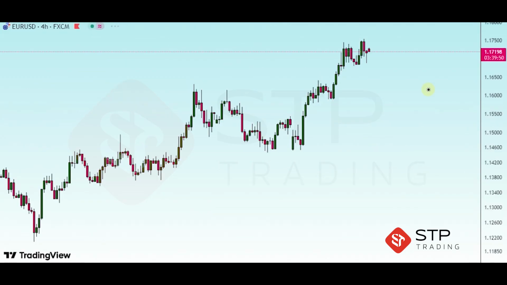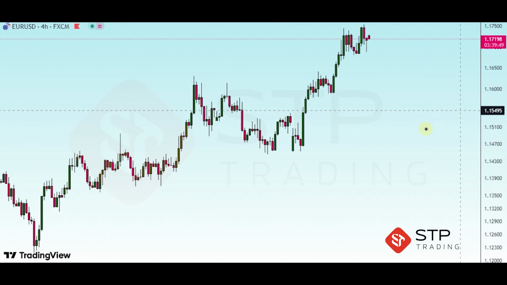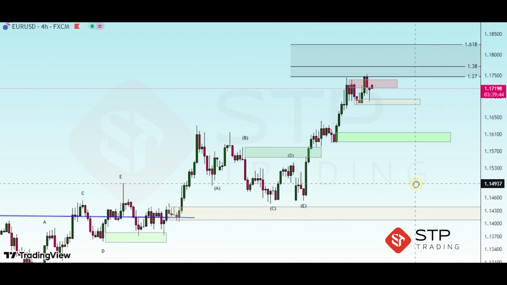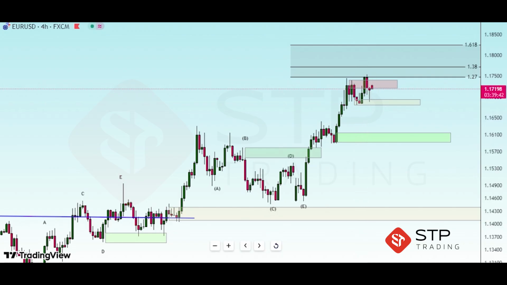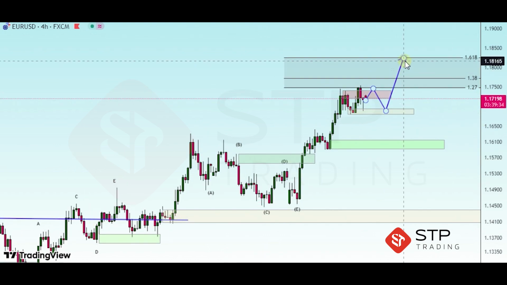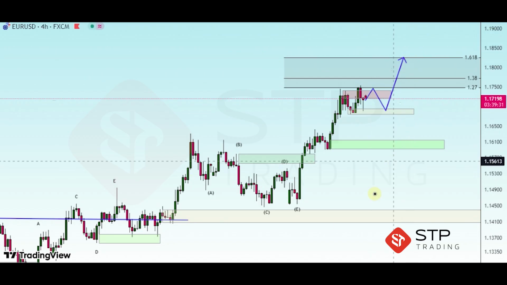In the Euro-USD chart, we have already seen the start of an upward trend, and this bullish move could still continue. We expect the price to show some corrections and fluctuations in this zone, and afterward it could resume the upward trend, with the 161% level as the minimum target for this move.